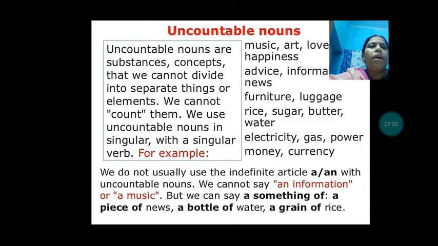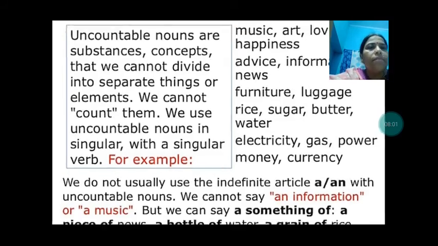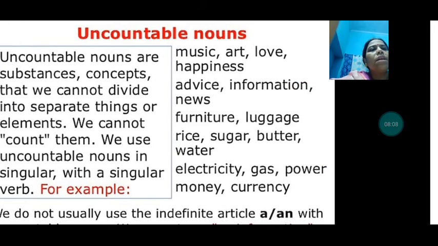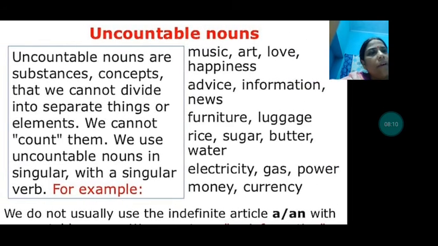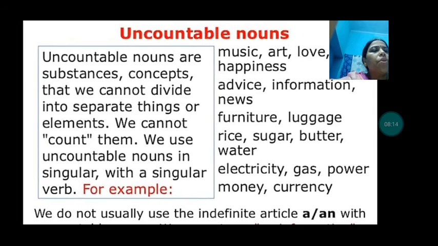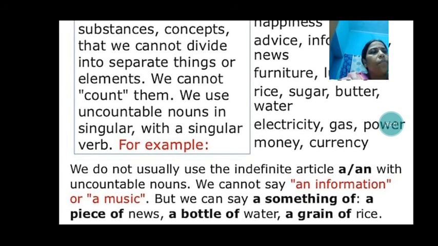So uncountable nouns are substances, now we have seen, are substances, concepts that we cannot divide into separate things or elements. We cannot count them. We use uncountable nouns in singular with a singular verb. Okay. See, music, art, love, happiness, advice, information, furniture, luggage, rice, sugar, butter, water, electricity, gas, power, money, currency. These all are uncountable nouns.